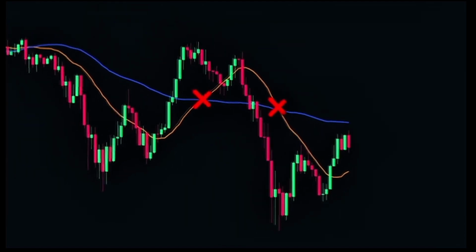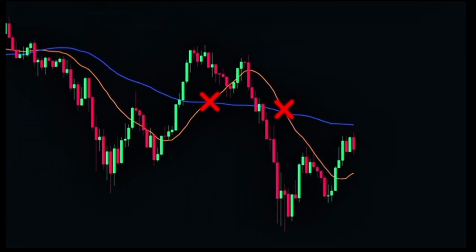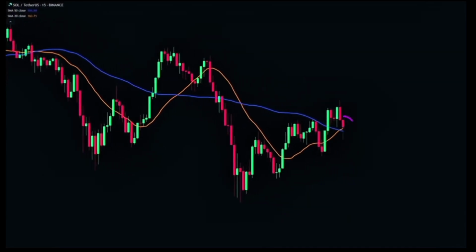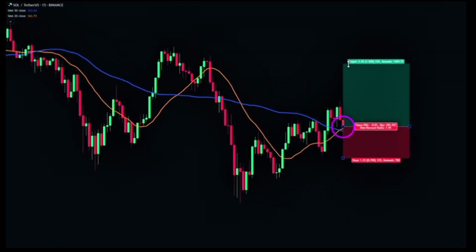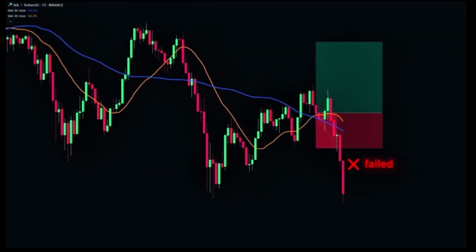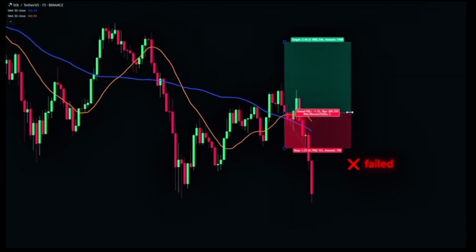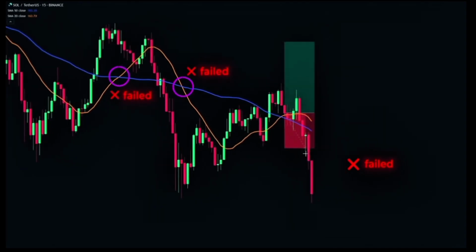Currently, the last two crossovers have been a failure, which tells us that in this specific chart and time frame, crossover signals haven't been reliable, so we should avoid trading it here. Now, if we had traded the next crossover anyways, it would have ended up as another failed trade. This is because when one or both of the last two crossovers are failures, there's a high chance that the next one will also fail.